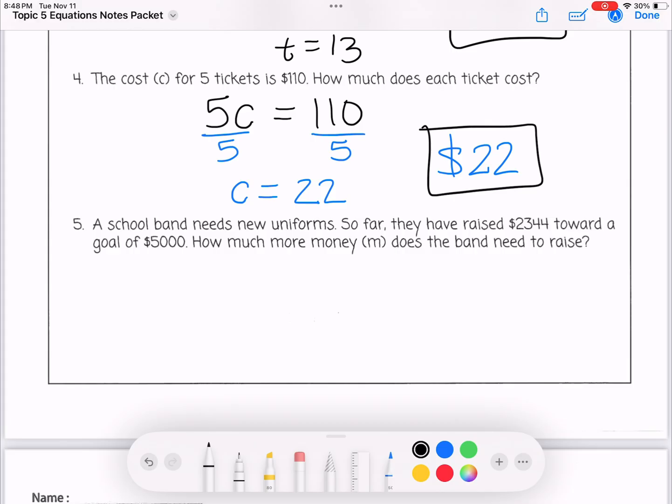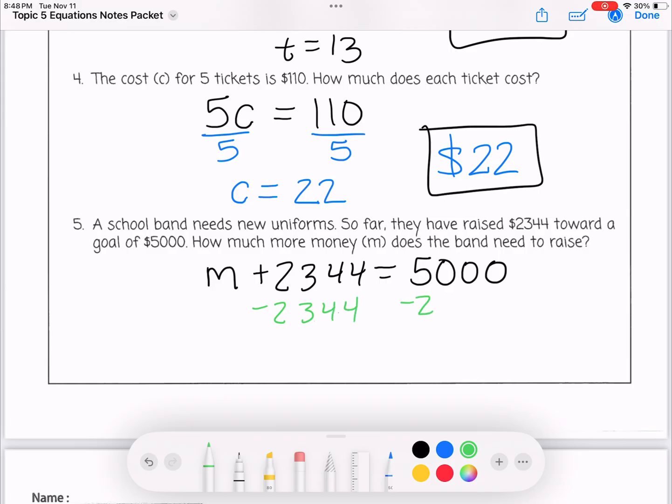And last but not least, a school band needs new uniforms. So far, they raised $2,344 towards a goal of $5,000. How much more money, M, does the band need to raise? So I have M plus 2,344 equals 5,000. And then I'm going to go ahead and solve it.